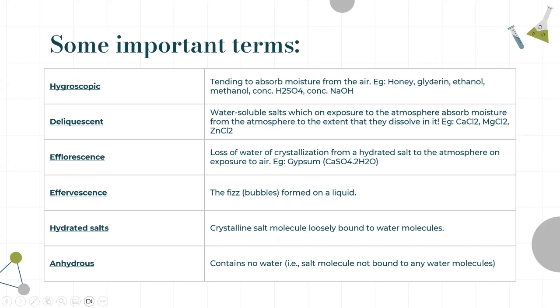For example, you always store honey in closed bottles. That's because it is hygroscopic in nature. The next term is deliquescent. Deliquescent means these water-soluble salts, which on exposure to the atmosphere, they absorb moisture from the atmosphere to the extent that they dissolve in it. This is quite different from hygroscopic. They usually absorb moisture from the atmosphere to the extent that they even dissolve in it. For example, we have calcium chloride, magnesium chloride, and zinc chloride.